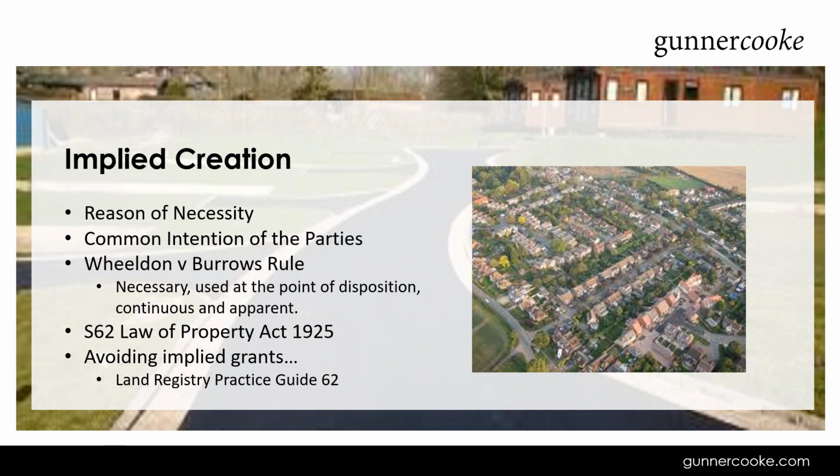Again, looking at the wider avoidance of implied grants, what you can do is you can also put in some general wording, and there is some recommended wording that you can find in the Land Registry Practice Guide 62, which states that all of the easements that are to be conveyed with the land are contained within the particular conveyance, so none are to be taken to be implied, either by necessity, common intention, Wealden and Burrows, or indeed Section 62. You can make it as wide or as limited as you need to, but there's some really good starting wording there.